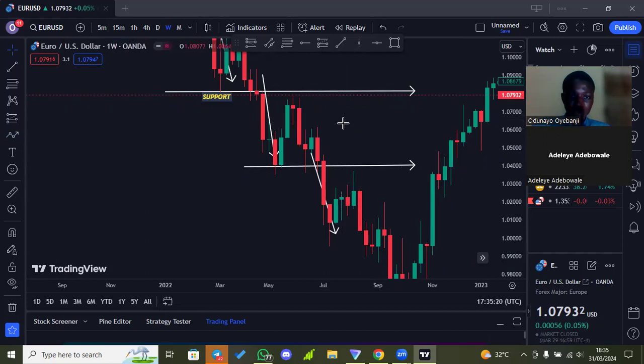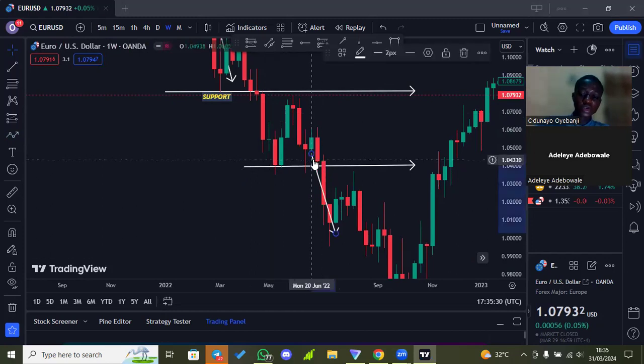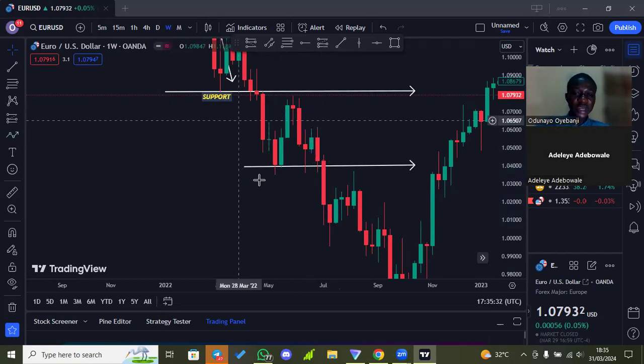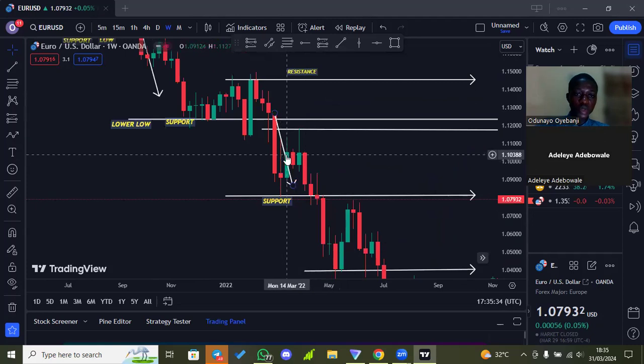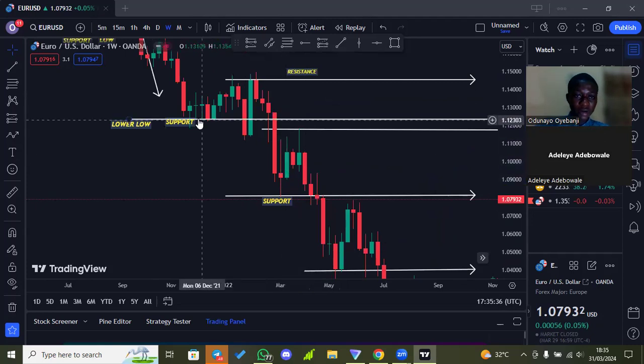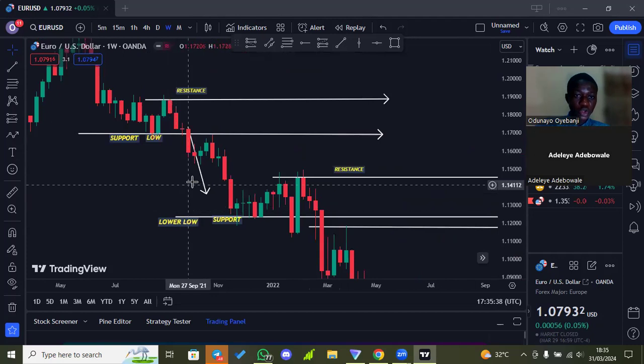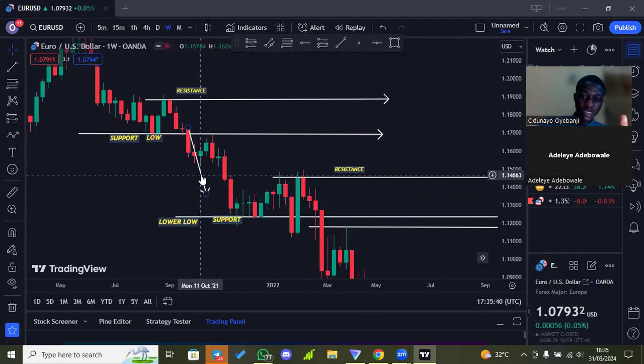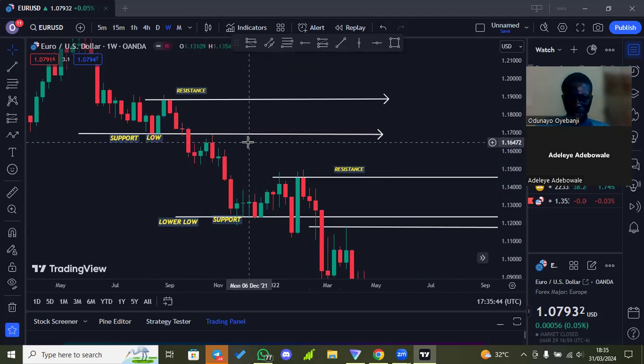We are simply breaking support in a downtrending market. You get that? Now, I've already shown you an illustration of a downtrending market using support and resistance. Are you with me? I've shown you a downtrending market using support and resistance.